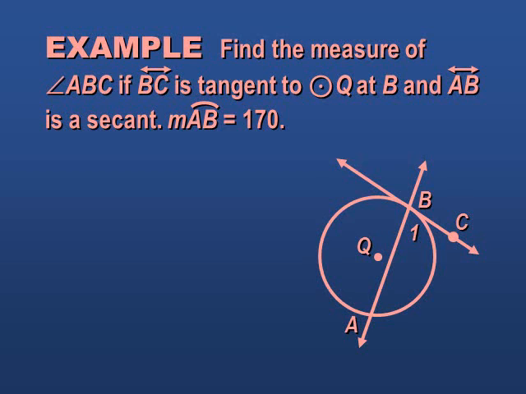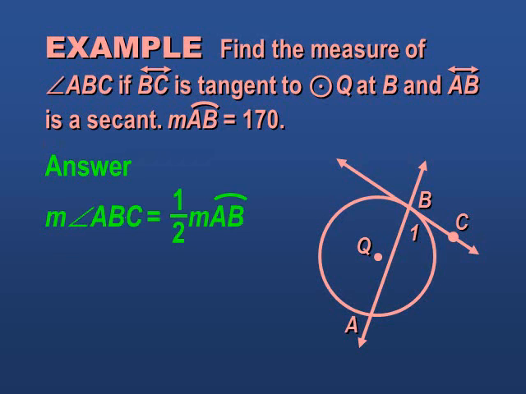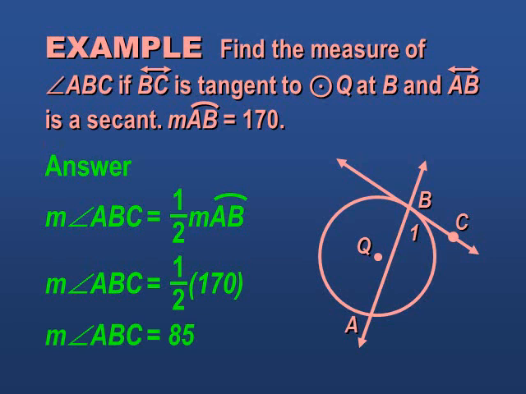This example is on page 396. So we need to find the measure of angle ABC if BC is a tangent to the circle at point B, and line AB is a secant. So AB is our intercepted arc, and they happen to give it to us. So what does the theorem say? It says that we take half of the intercepted arc. So if we plug that in, 85 degrees is the answer here.